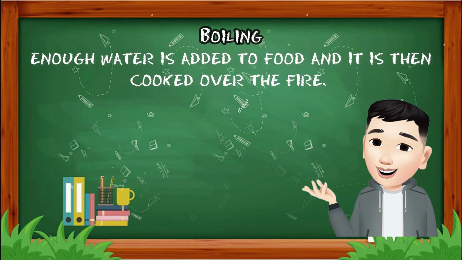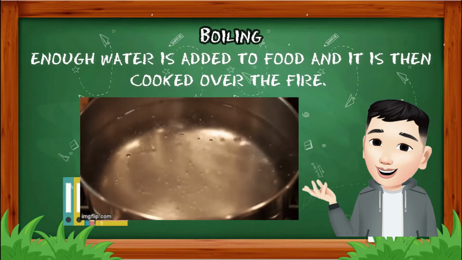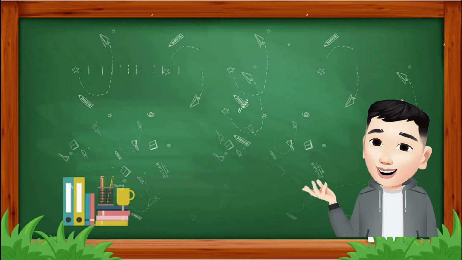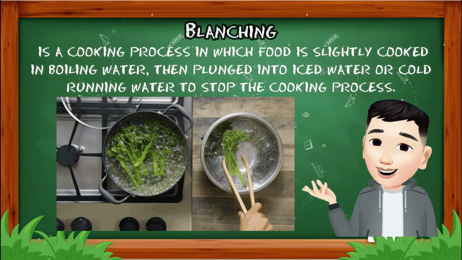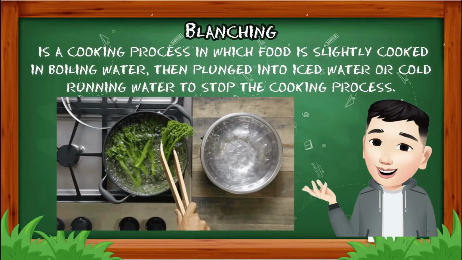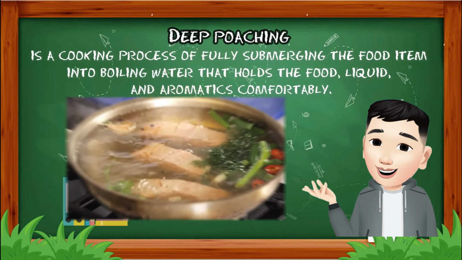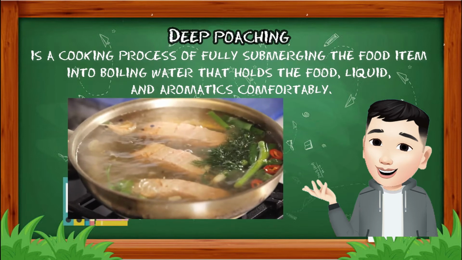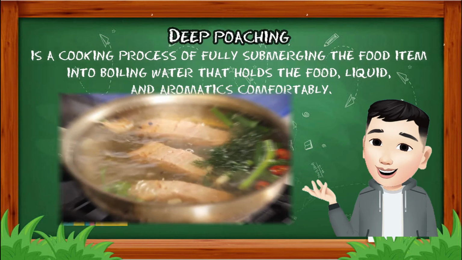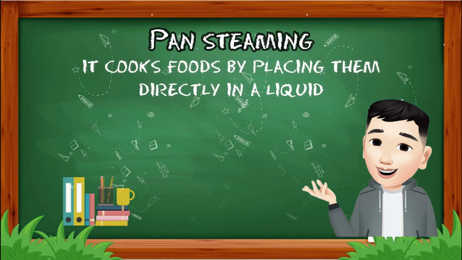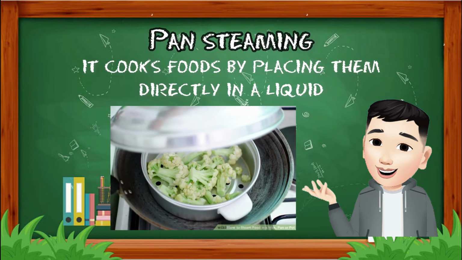Boiling: water is added to food and it is then cooked over the fire. Blanching is a cooking process in which food is slightly cooked in boiling water, then plunged into ice water or cold running water to stop the cooking process. Deep poaching is a cooking process of fully submerging the food item into the boiling water that holds the food, liquid, and aromatics comfortably. Pan steaming cooks food by placing them directly in a liquid.